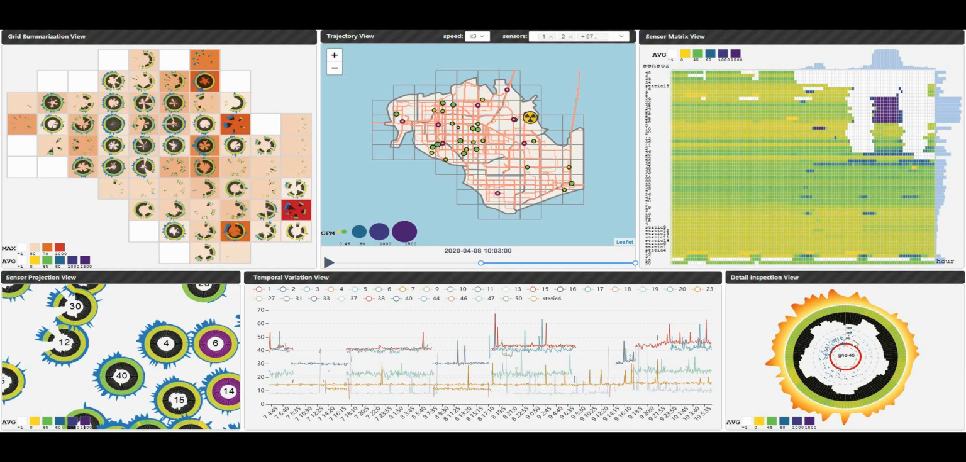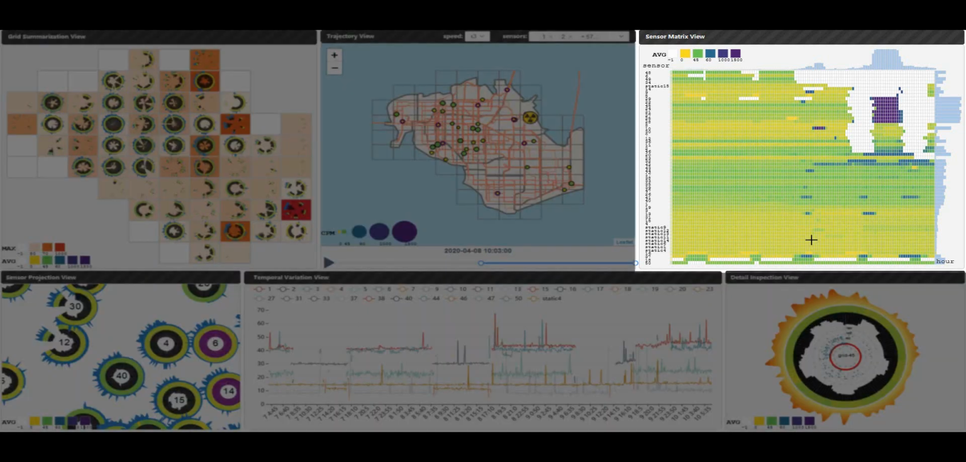The system provides abundant interactions for users to explore the data freely. For helping new users to get started quickly, we suggest an analyzing process as follows. First, it can be observed in the sensor matrix view that some sensors began to monitor continuous high radiation since 10 a.m. on April 8. So we infer that the first earthquake occurred close to this time period.